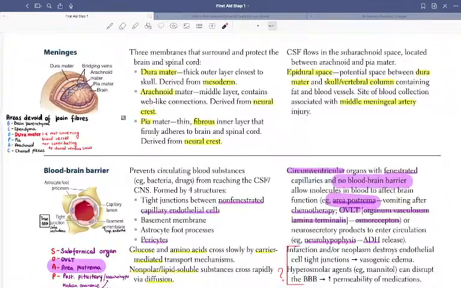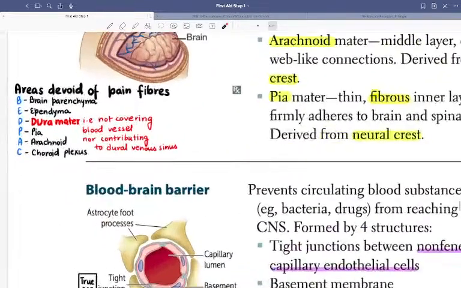Okay, so CSF, arachnoid space, all this is okay. And the epidural space is a potential space between the dura mater and the skull, that is the vertebral column that is connecting. Site of blood collection, also the middle meningeal artery, that's the epidural space. Fine. Okay, next, this is important.